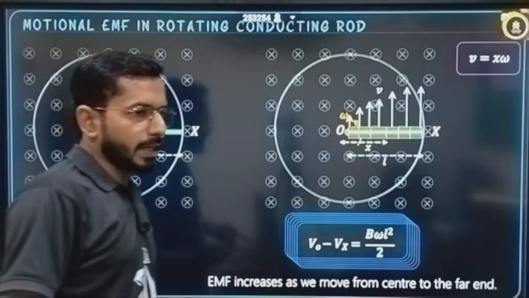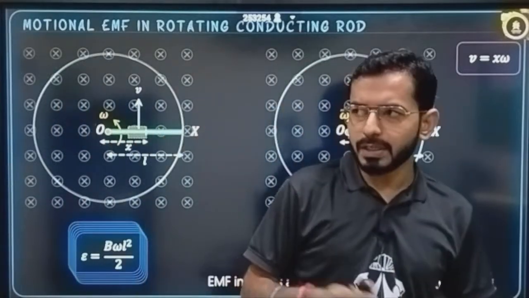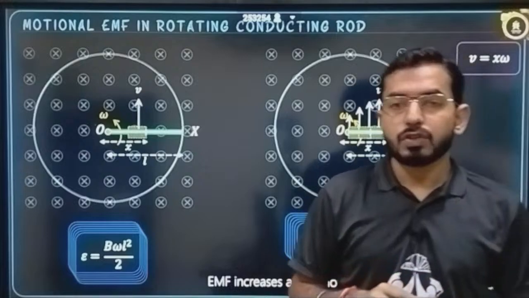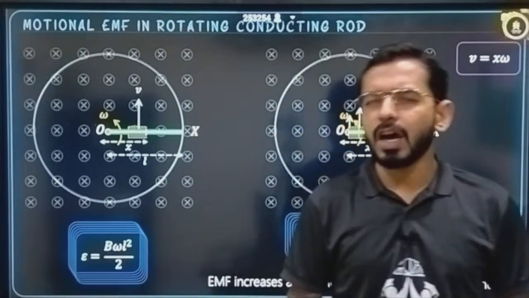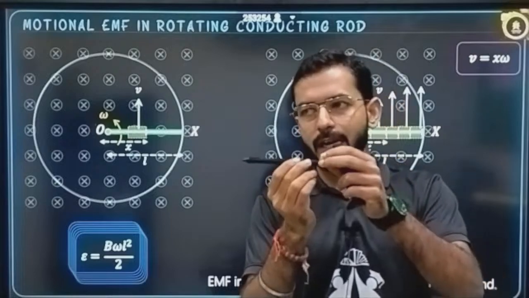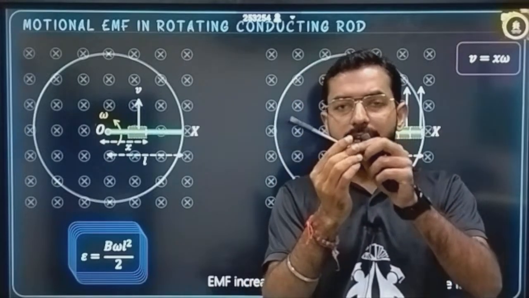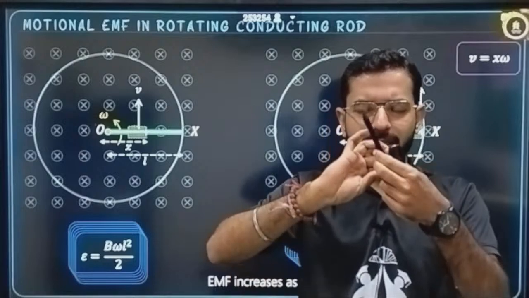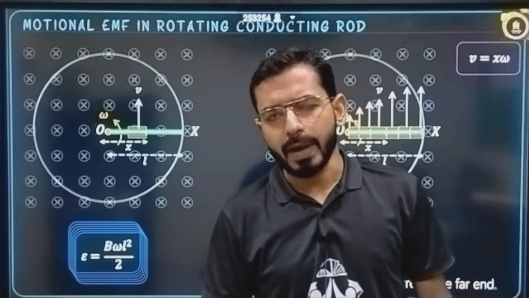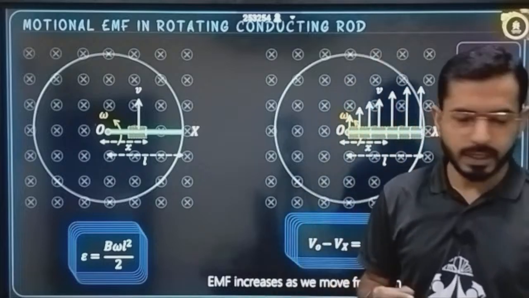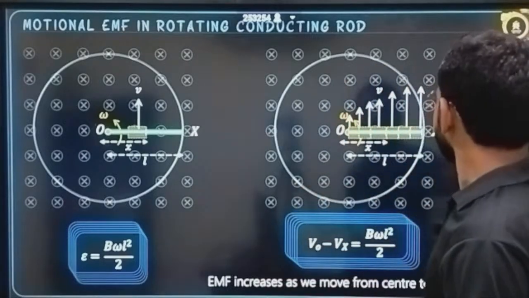So now I have told you that motion is not only linear, it can be a rotational motion as well. When a rod is rotating, how much EMF is in it? Suppose this is your current carrying rod and now it is rotating about this axis. Can you say it is still cutting the magnetic lines of force? And if it is cutting magnetic lines of force, how much EMF is getting induced? That is what we have to calculate. Okay, let's see.